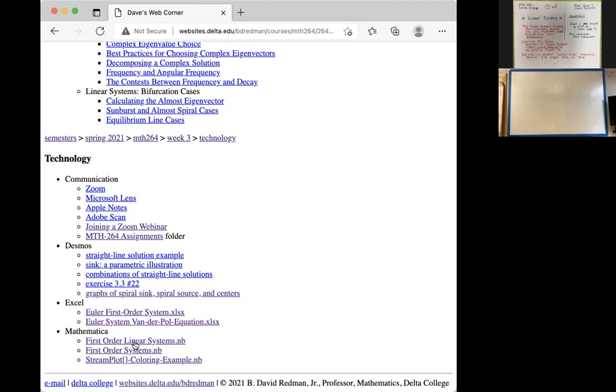Now, this first order linear systems notebook in Mathematica is all you'll need to do any of the graphics in chapter 3. I've got it set up and ready for you. But if you want to color things differently, you can look at the example in this stream plot coloring example. Phase portraits in chapter 3 and beyond are much, much more important to us. You were just experimenting with them in chapter 2, saying, is this good enough? Is this not enough? In chapter 3, and then again in applications of chapter 5, the phase portraits are really important. So we're going to be much more careful about exactly what we want in a phase portrait. And we may get to some examples today.